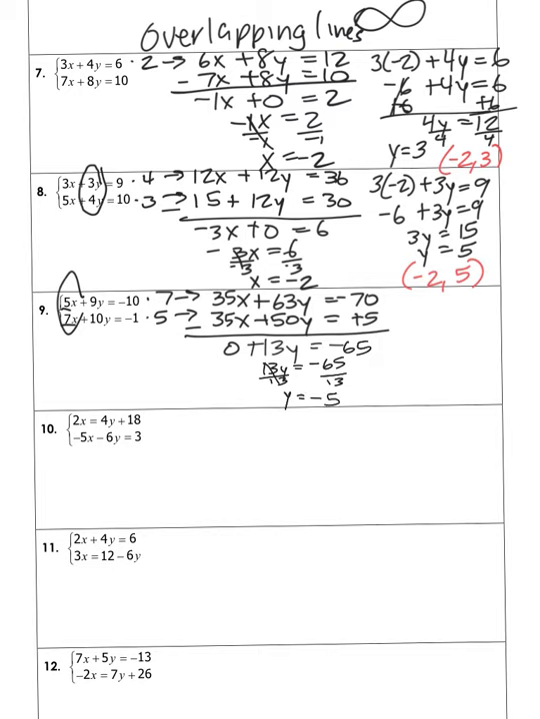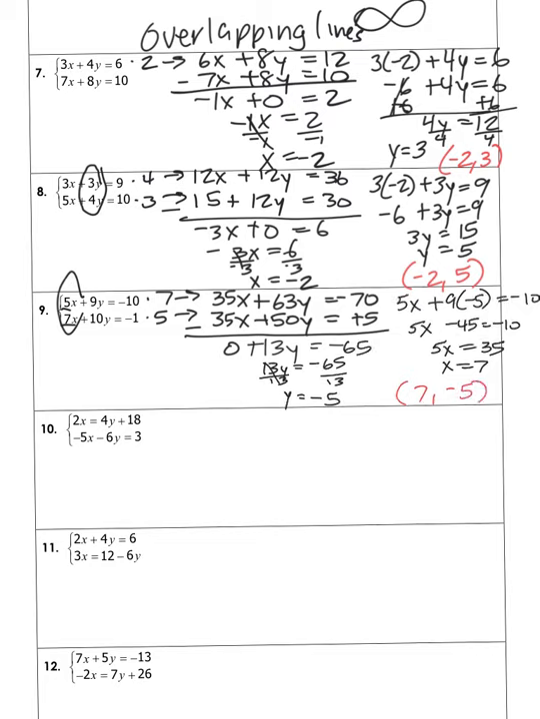If y equals negative 5, then I can take it and plug it back into one of my original equations to solve for x. So 5x plus 9 times negative 5 equals negative 10. 9 times negative 5 is negative 45. Okay, add 45 to both sides, and 5x equals 35. Divide by 5 on both sides, and x equals 7. So the solution is 7 comma negative 5.